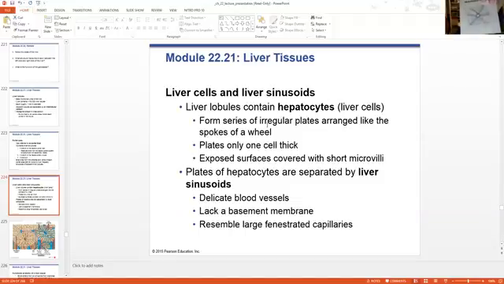So it'll look like that. Boom. Each of those hallways is surrounded by hepatocytes. Hepatocytes are liver cells. The hepatocytes are separated by sinusoids. These are little tiny blood vessels. There's no basement membrane. They're kind of like fenestrated capillaries, but they have a larger hole.